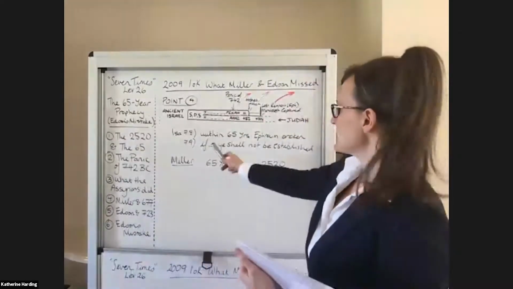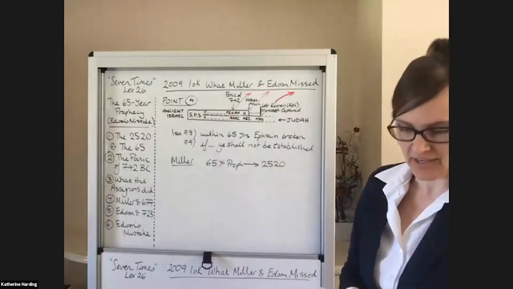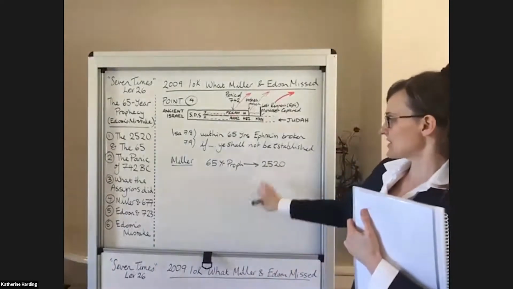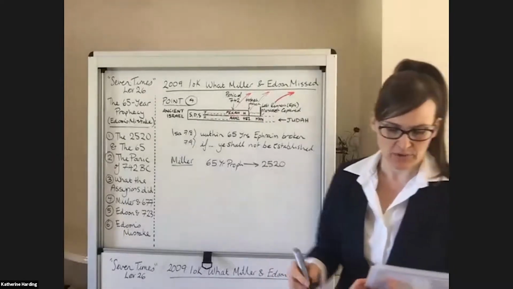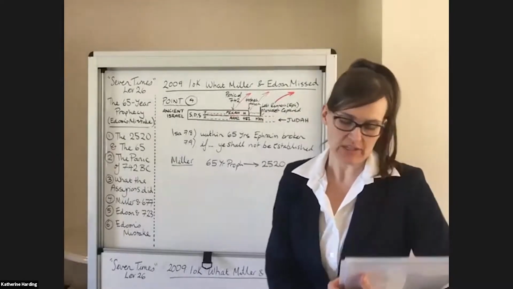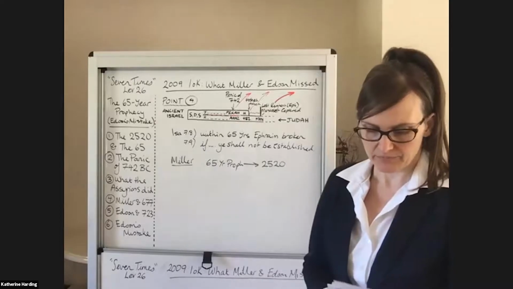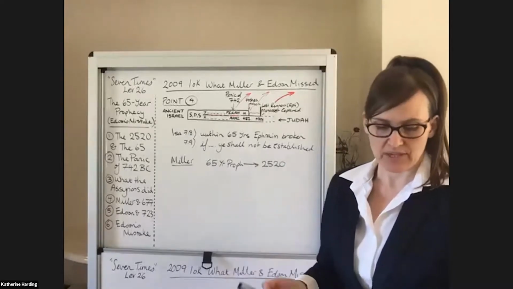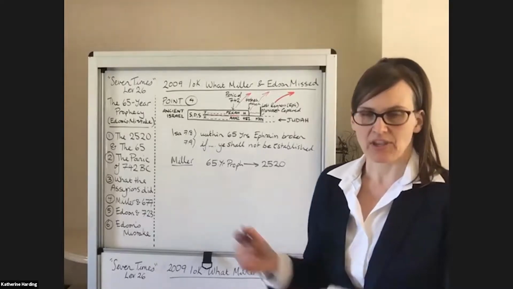So he's got the two verses there. I just wrote them up to remind us. Miller's, obviously, he's saying that the 65-year prophecy has something to do with the 25-20. It's really connected. It really is part of the same story. And he's looking at 1843 as being the second advent, the end of captivity for him.